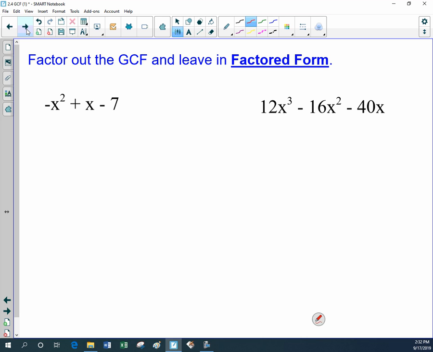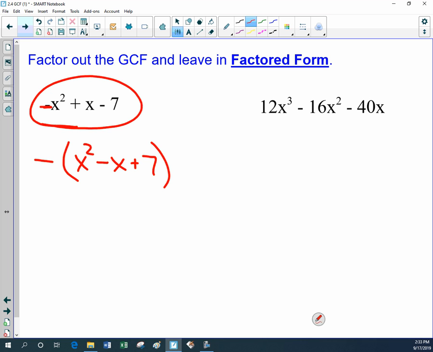Factor out the greatest common factor and leave in factored form. With these three terms, negative x squared plus x minus 7, the only thing they have in common is 1. But since the first term is negative, we're going to factor out a negative 1. When we factor out the negative, it changes each of these signs. Instead of a negative x squared, it's a positive x squared. Instead of a positive x, it's a negative x. And instead of a negative 7, it's a positive 7. So we factored out the negative 1.